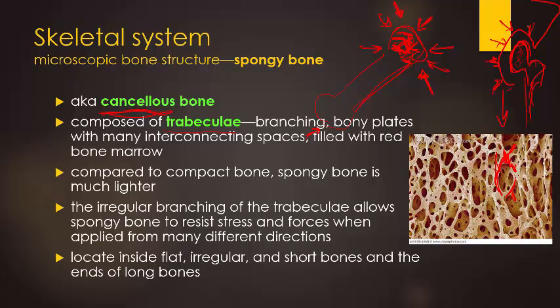So we find cancellous bone, or spongy bone, at the ends of the long bones, and inside flat, irregular, and short bones as well. So it's inside a lot of bone. The hip bone is filled with spongy bone, so is the sternum, so are the scapulae.